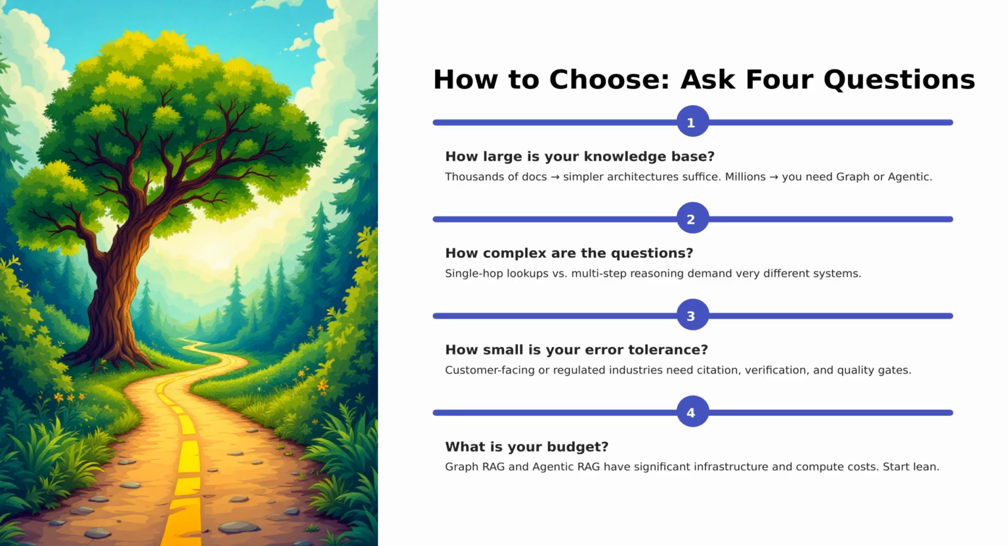When choosing a system, ask yourself 4 key questions. First, how large is your knowledge base? Simpler architectures work for thousands of documents, but millions require more advanced systems like Graph or Agentic. Second, consider the complexity of your questions. Single-hop lookups differ from multi-step reasoning. Third, determine your error tolerance. Systems in customer-facing or regulated industries need robust verification. Lastly, assess your budget, as advanced systems have significant costs. Start lean and scale wisely.